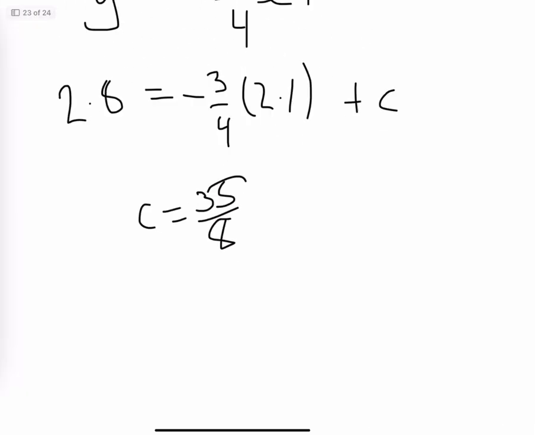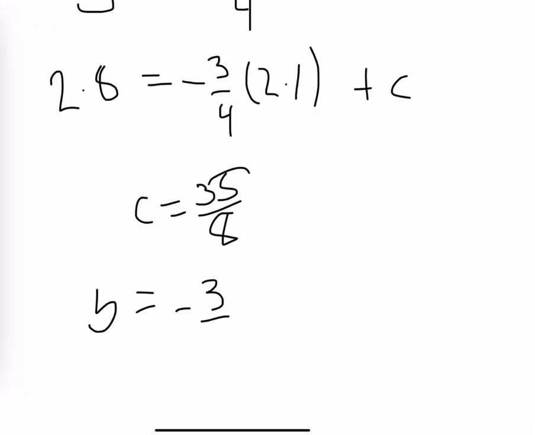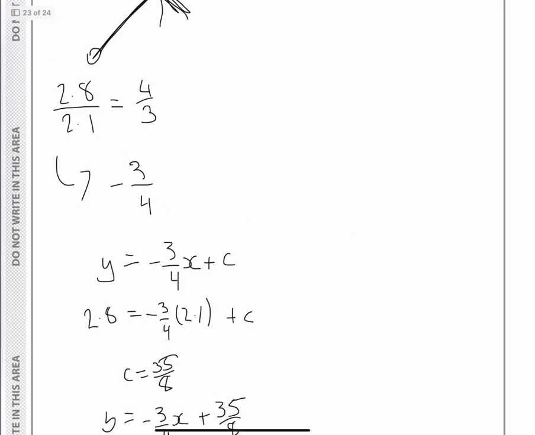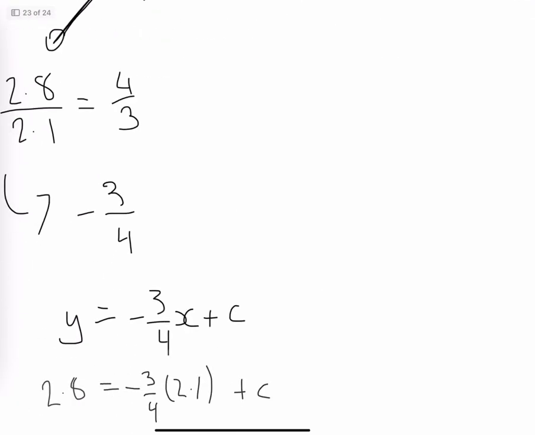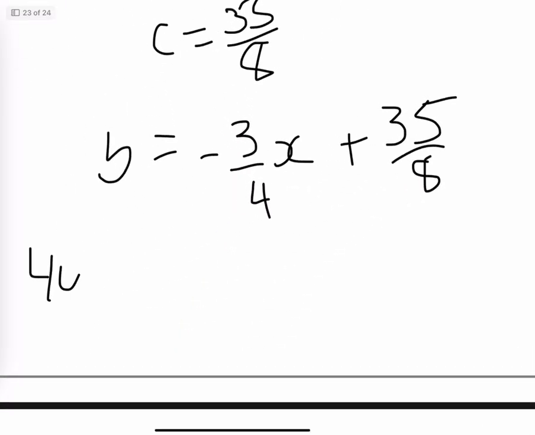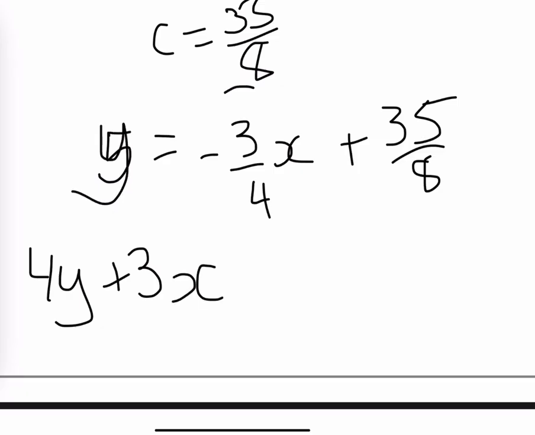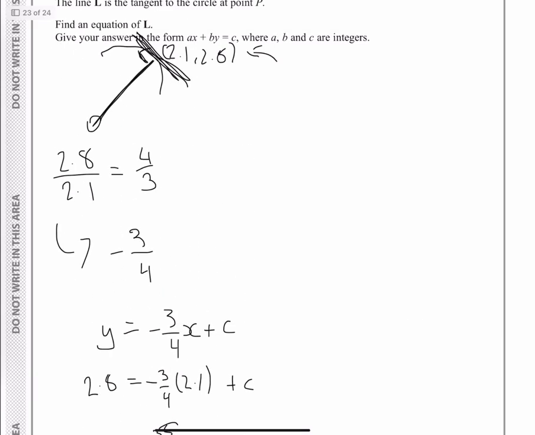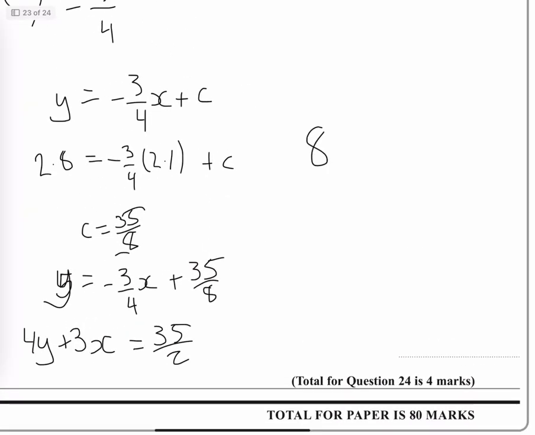Are we done at this point? No, we are not. Because that's not the form that it asked for it in, did it? What's the form they asked for? ax plus by equals c. So let's do what they asked, shall we? So we have 4y plus 3x, because I've timesed everything up by 4 and then brought that over, which gets rid of the minus sign. So if I times this up by 4, I'm going to have 35 over 2. And they said integers, so we're not done there. It's actually 8y plus 6x equals 35.